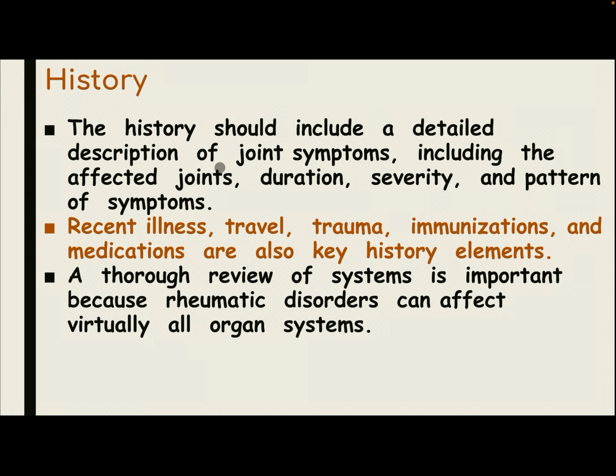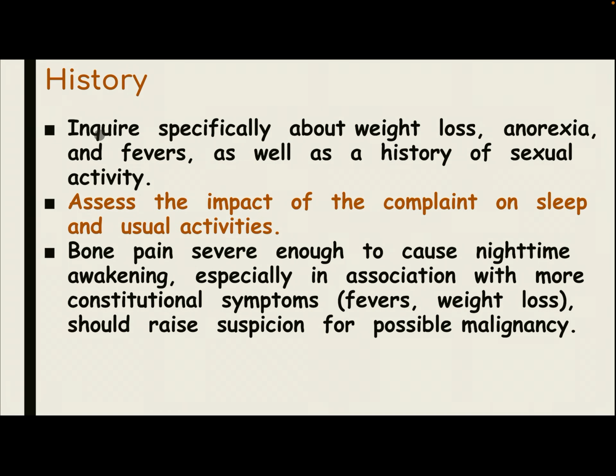The history should include the detailed description of joint symptoms, including the affected joint, duration, severity, and pattern of symptoms. Recent illness, travel, trauma, immunization, and medication are also key history elements. A thorough review of systems is important because rheumatic disorders can affect virtually all organ systems. Inquire specifically about weight loss, anorexia, and fever, as well as history of sexual activity. Assess the impact of the complaint on sleep and usual activity.